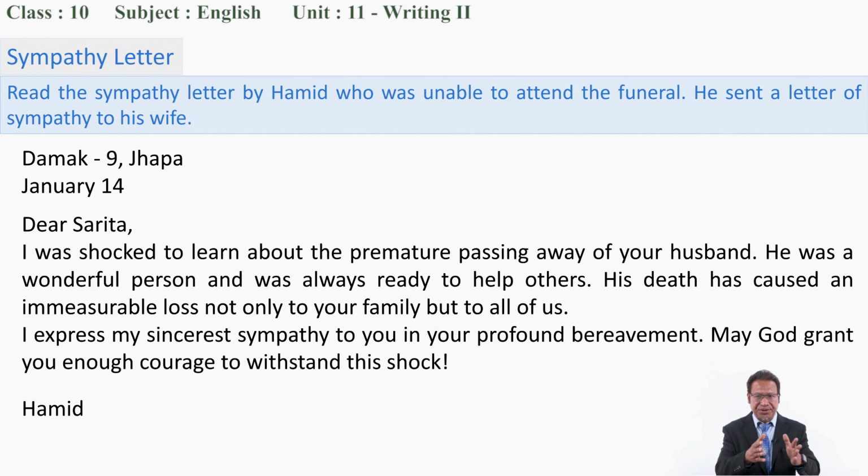For example, I have given you an example. Look at this example. Read the sympathy letter by Hamid, who was unable to attend the funeral. A funeral is the ritual that we do after the death of someone. So he was not able to attend that funeral ceremony, and therefore he is writing the sympathy letter to the woman whose husband has died. The sympathy letter is not written to the husband because he is already dead; it is written to his wife. He has sent a letter of sympathy to his wife.